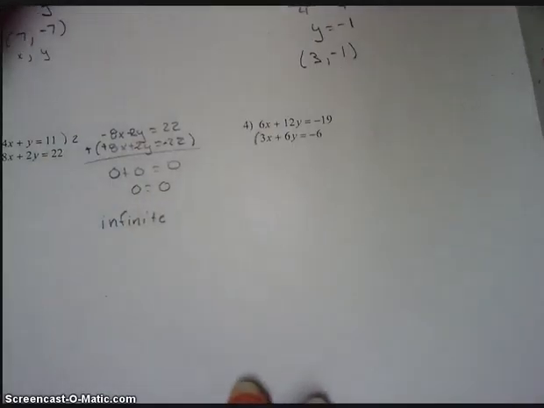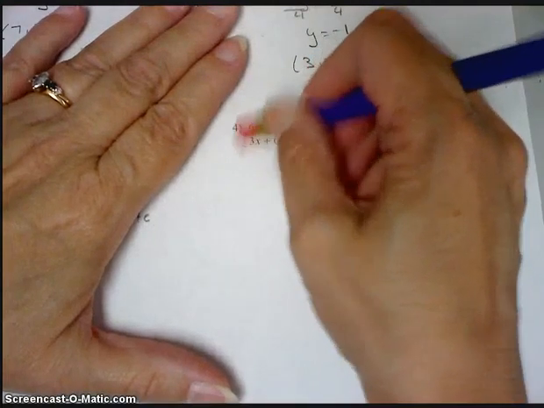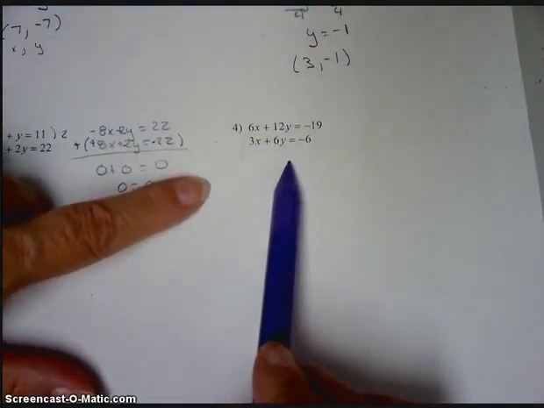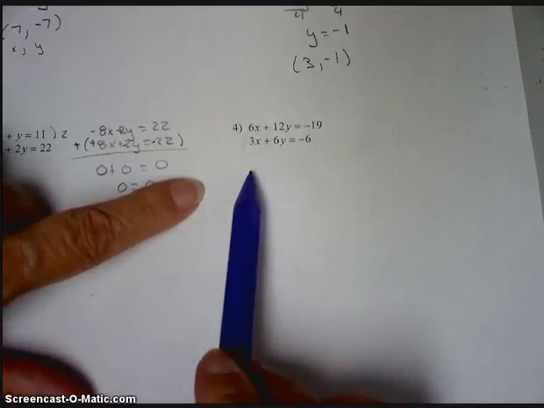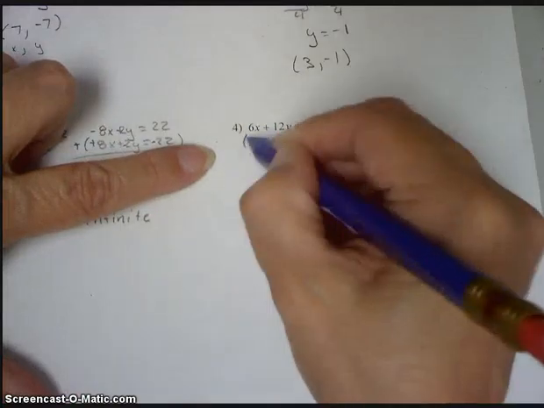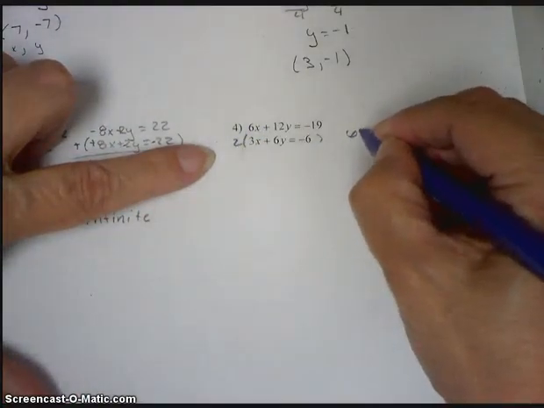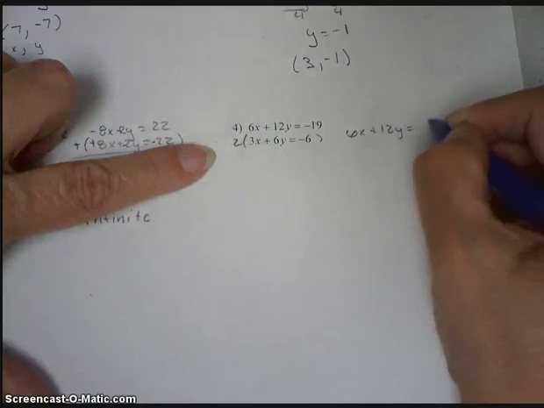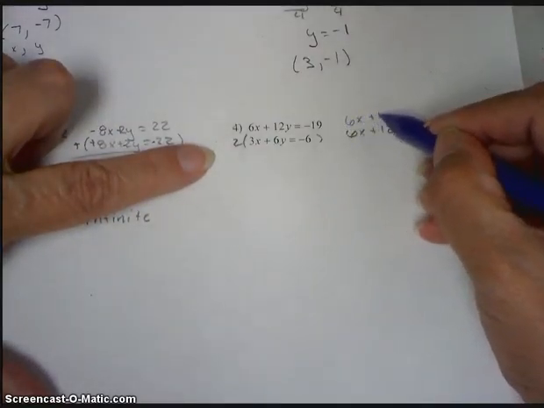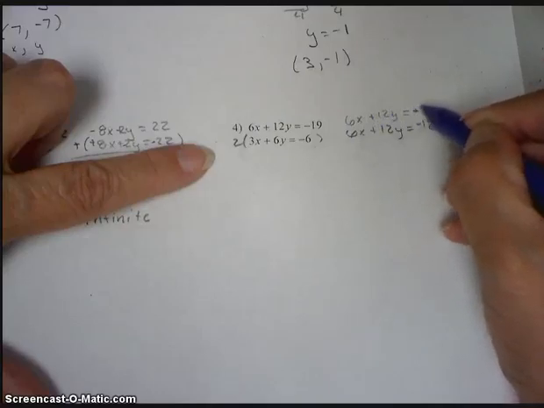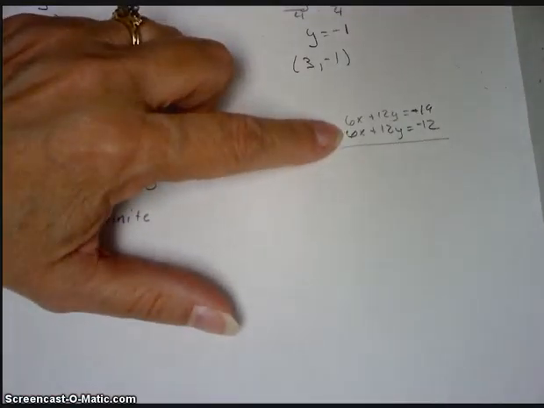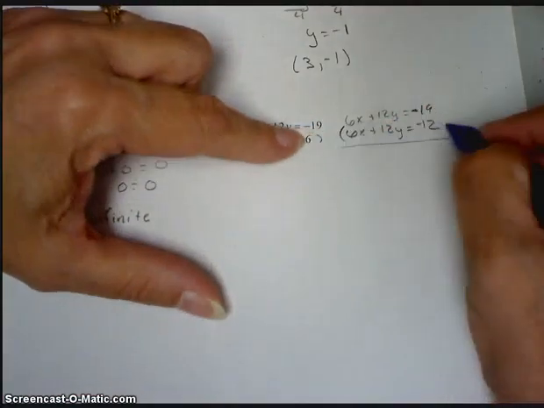Okay, my next example here, we're going to notice that I don't have any variables with the same coefficient. I have 6x plus 12y, and the second equation is 3x plus 6y. So I need to multiply this by a 2. So this becomes 6x plus 12y equals negative 12. My top equation stays the same. It's negative 19. So now my x variable has the same coefficient, so I'm going to subtract.